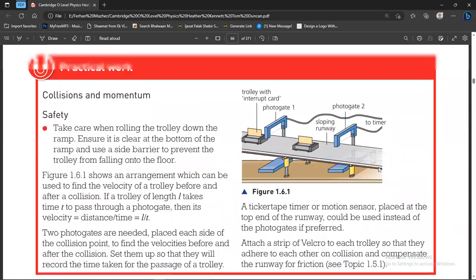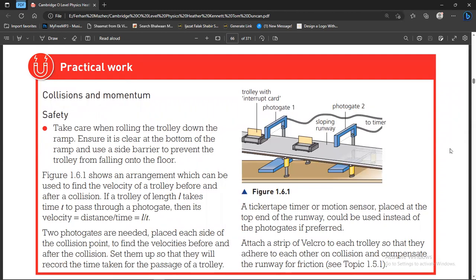So here we have practical work, collisions and momentum. Safety: take care when rolling the trolley down the ramp. Ensure it is clear at the bottom of the ramp and use a side barrier to prevent the trolley from falling onto the floor.